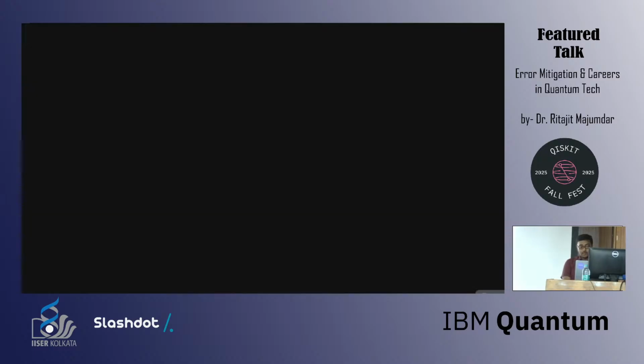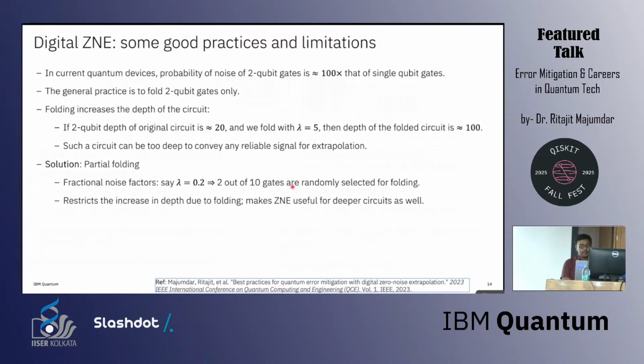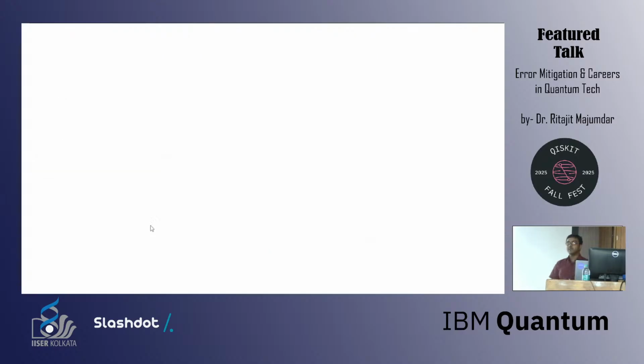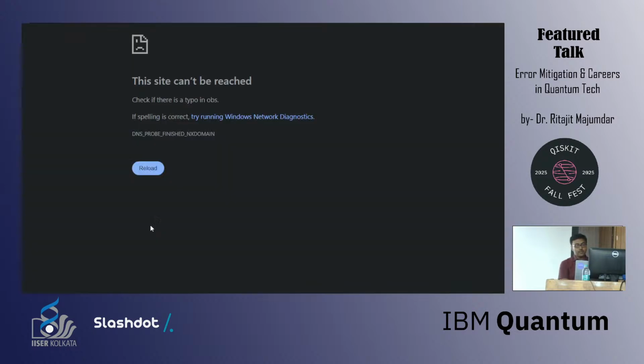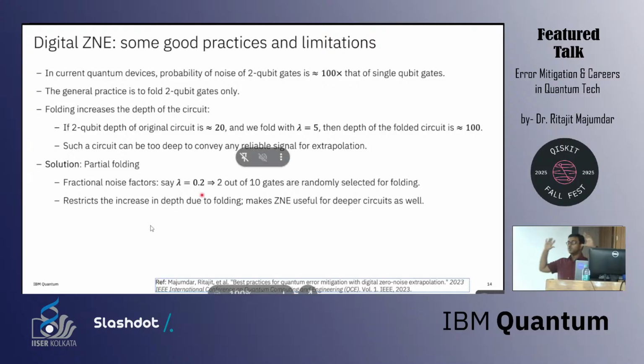So a big solution that is done here is something called partial folding. The idea of partial folding, and that's why it is very important not to put a physical interpretation on lambda. Now I can say, why don't you do lambda as 0.2? It means that you look at 10 gates, out of 10 gates you randomly select 2 gates and fold that 3 times. This is what lambda equal to 0.2 means.